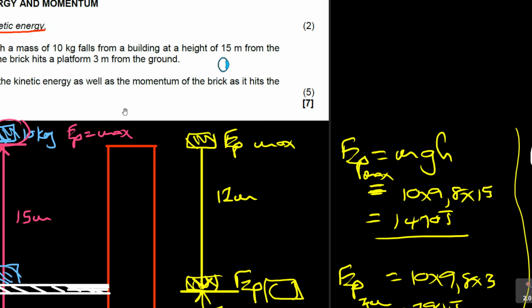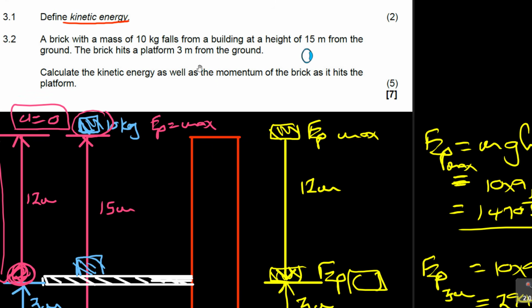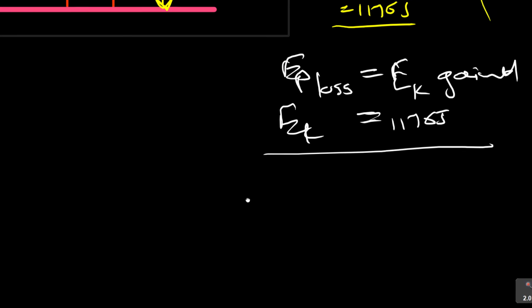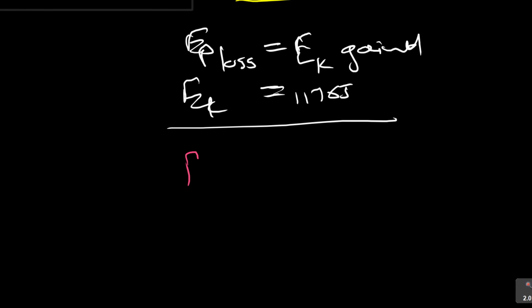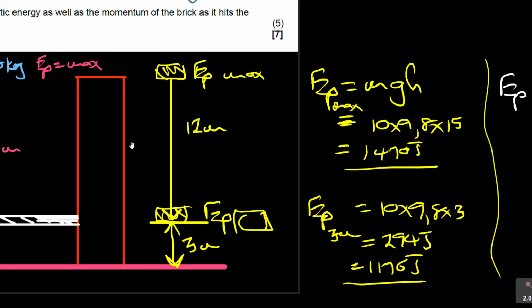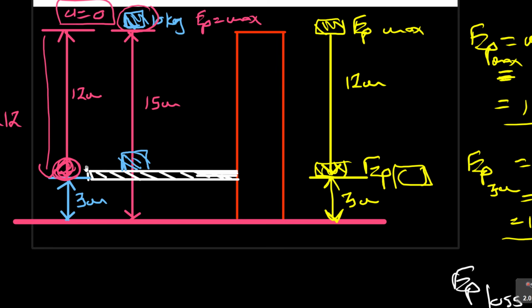Alright, and then they say calculate the kinetic energy as well as the momentum. Momentum now, you know, P is equal to M times V. It's the product of the mass and the velocity. Now, remember, they are still talking about this point.